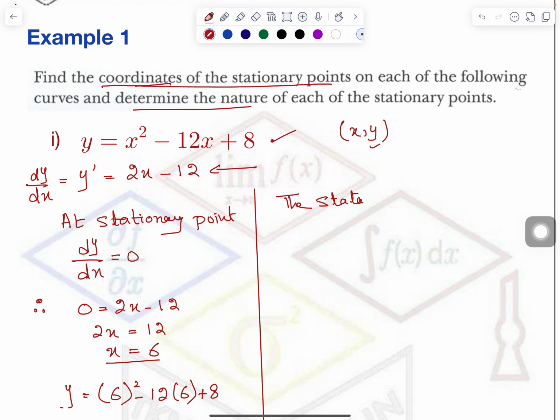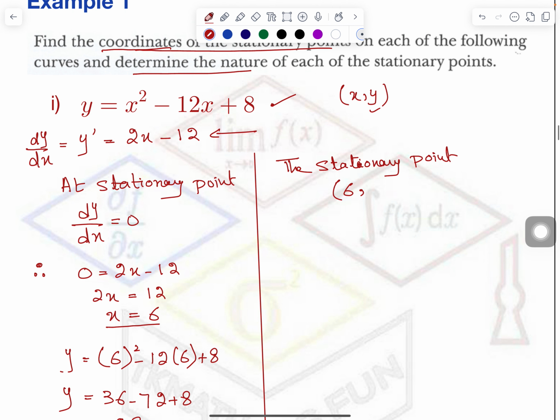So you can say x value is 6 and y value is minus 28. Second part of the question is saying find the determinant of the nature. So I will differentiate it again.